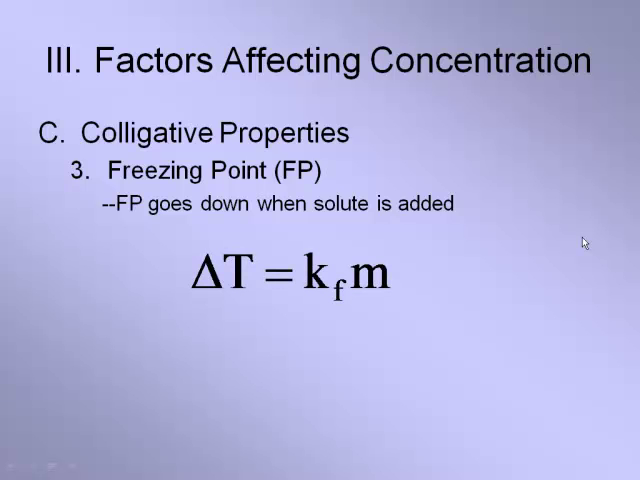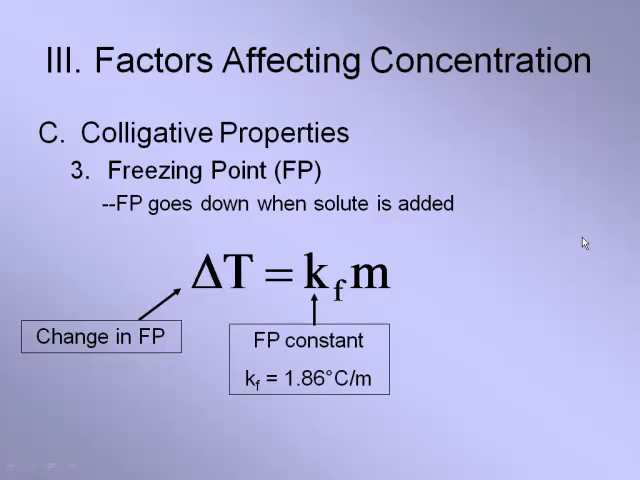This is the formula you're going to use. So it looks just like the boiling point formula, except it's for freezing. Delta T will be your change in the freezing point. Kf is your freezing point constant. This is again for water. And m, once again, is your molality.